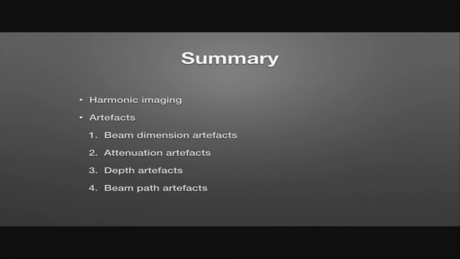So in summary, we talked about harmonic imaging, and that's how the shape of the sound wave changes, and how we can use some of that information to try and improve the image quality, but that's at the expense of some temporal resolution. And we discussed artifacts, which is the appearance on the screen that does not accurately represent the anatomy that we're imaging. And that's in terms of beam dimension artifacts, attenuation artifacts, depth, and beam path artifacts, and we discussed each of those.